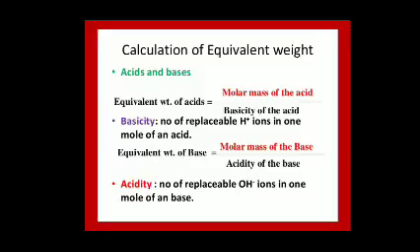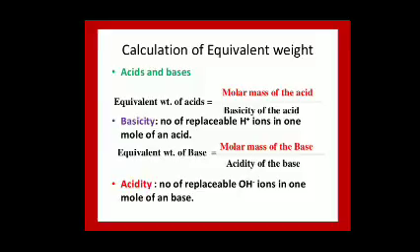What is basicity? The number of replaceable H+ ions in 1 mole of an acid is called basicity. Like the basicity of HCl is equal to 1, so the equivalent weight is gram molecular weight 36.5 by 1, that is equal to 36.5. Equivalent weight of HCl is 36.5.